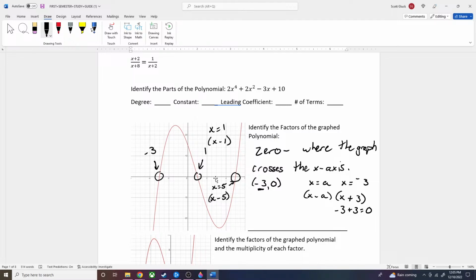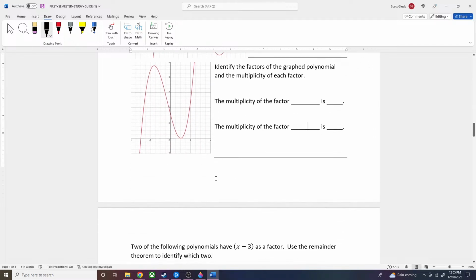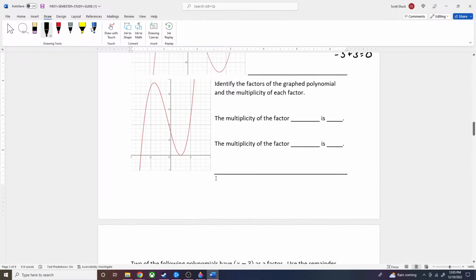Now, down below, there's another example that I would like to show you, and that's this one right here. Identify the factors of each of the graphed polynomial and the multiplicity of each factor. Okay? The way I have this sentence structure set up is that it says the multiplicity of the factor blank. So we're going to fill in what the factor is here, and then after filling in what the factor is, we're going to identify its multiplicity. Now, multiplicity, a term we've gone over before, but we're going to go over it again after we identify these factors, okay?